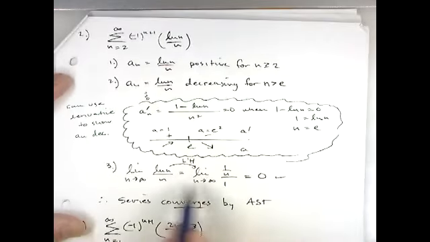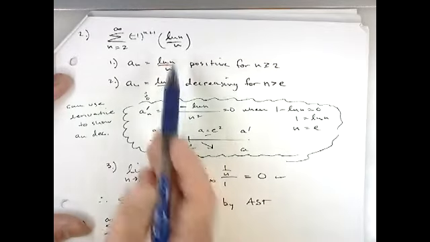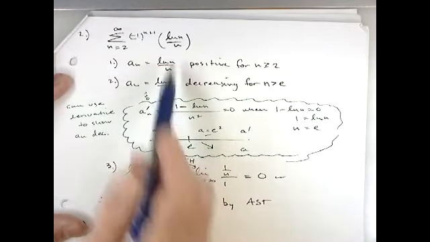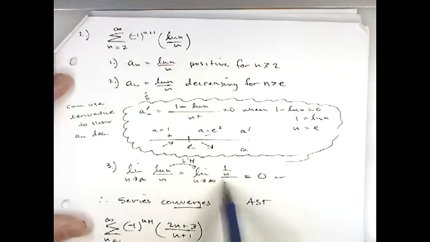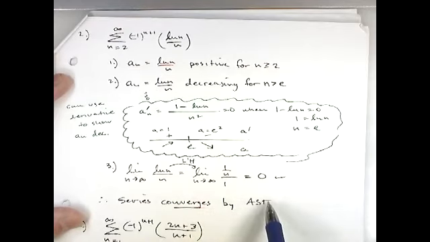And then finally, taking the limit of our sequence, we can show pretty easily that it's 0. Meets all three requirements, so it has to converge by the alternating series test.